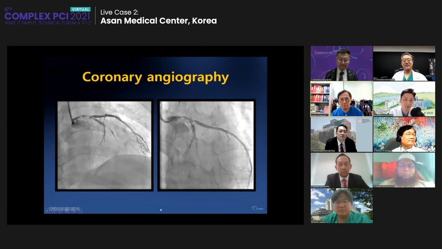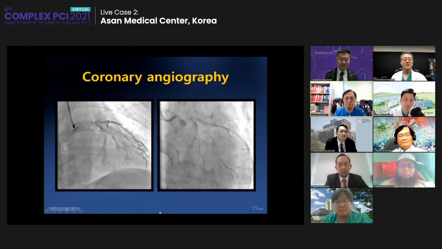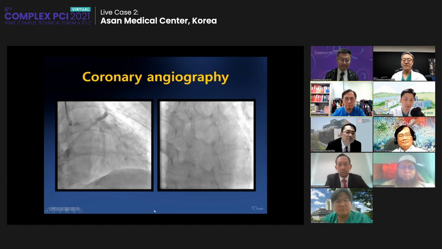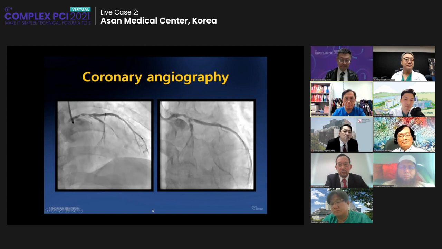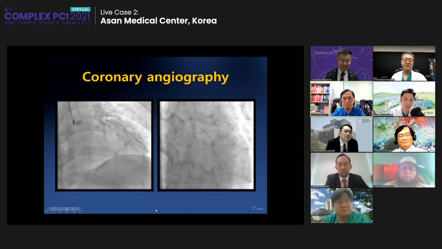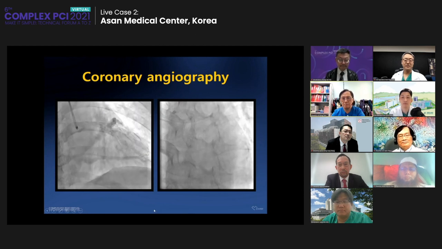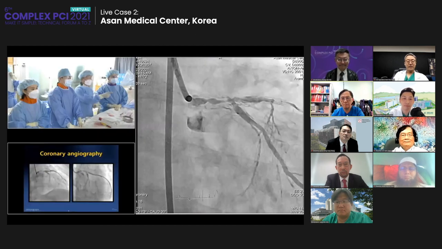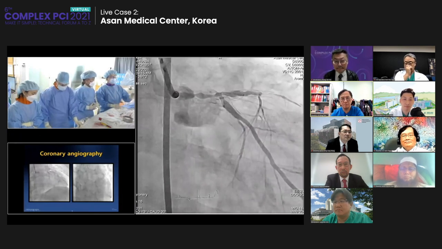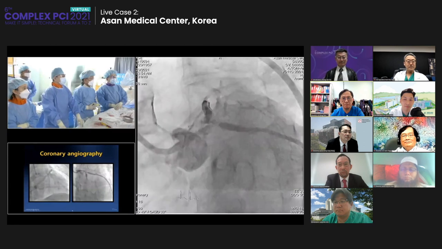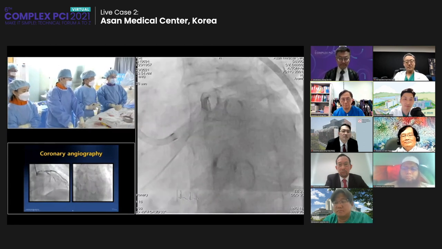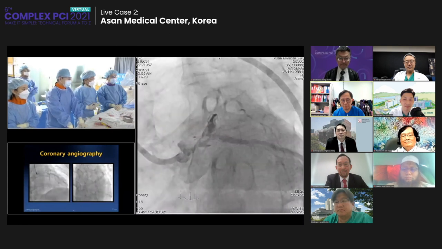In this cranial view, there is also a total occlusion at the mid-LAD. So it's a very complex situation, and this is the third time ISR in this patient. This is the caudal view, and this is the axial caudal view. Very tough situation, truly a left main bifurcation.